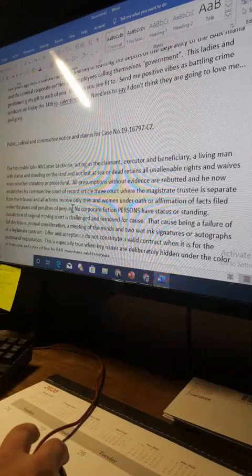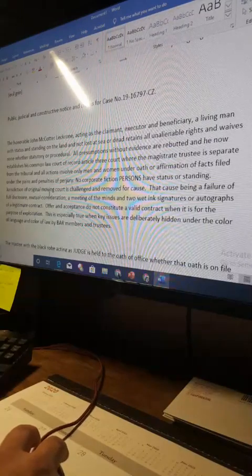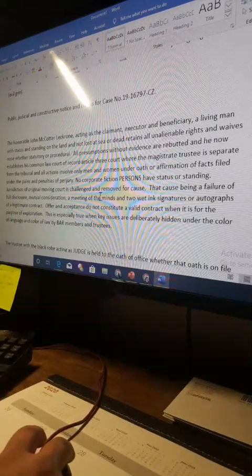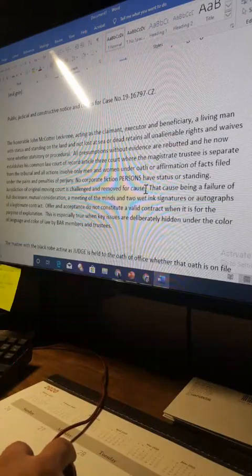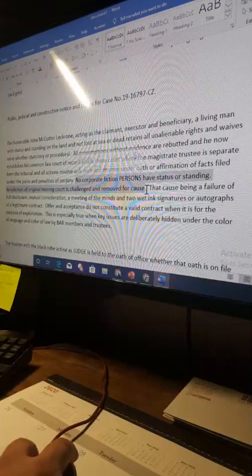Uh-oh. There are some big problems right there for these actors. He's calling them to their oath. He's accepting their oath of office, and he's going to hold them to it. He's going to force them to put their credits on account where their mouth is, and they better watch what they do. No corporation, fiction, or person has status or standing, jurisdiction, or original moving court, is challenged and moved for cause. He's exposing the shenanigans, and he's taking control of the court.